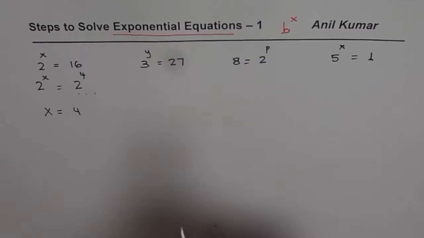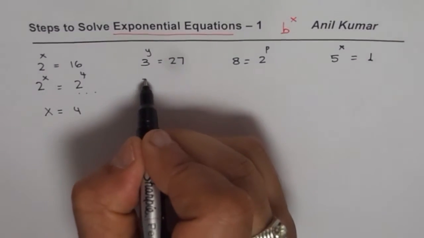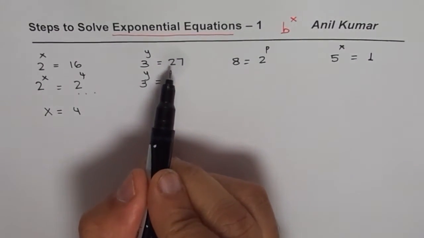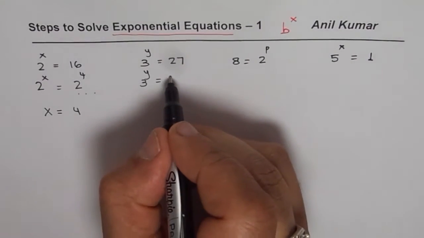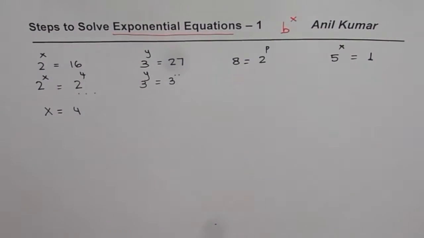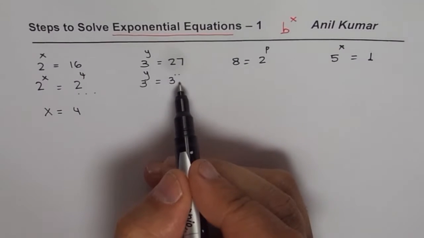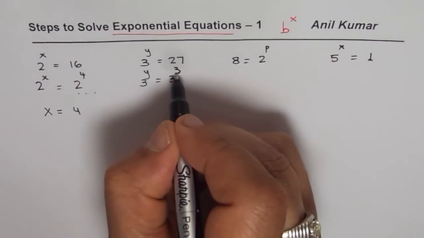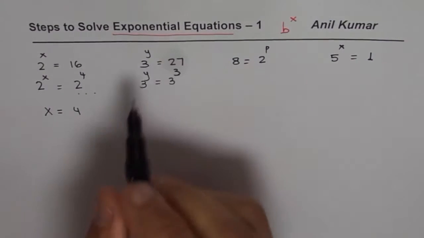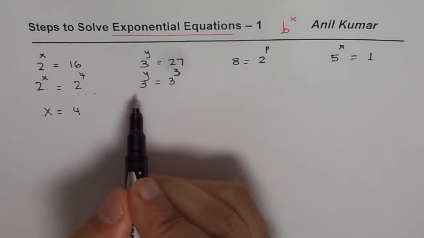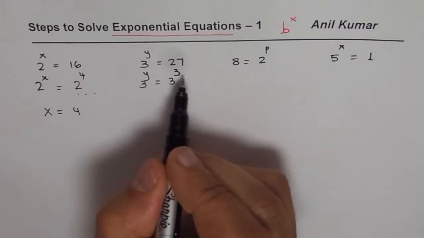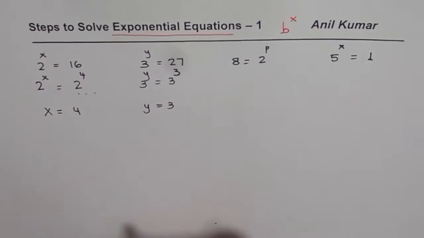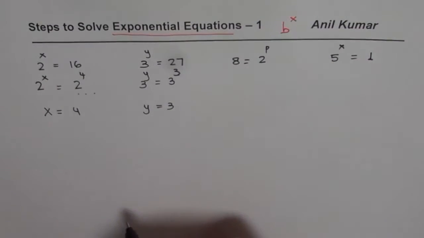So let's do it once again. We have 3 to the power of y equals 27. You need to write 27 as 3 to the power of something, right? So 3 times 3 is 9, 9 times 3 is 27. So you're using three 3s, which is 3 to the power of 3. Now the base is the same, therefore the solution is y equals 3. You get your solution. So that is the step which you need to take to solve.